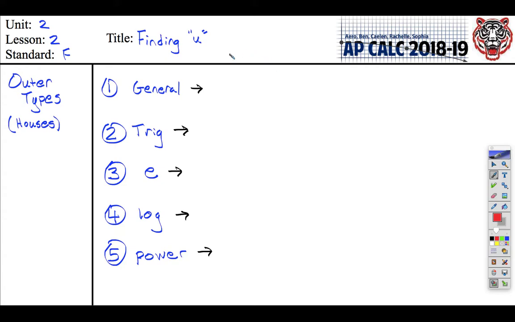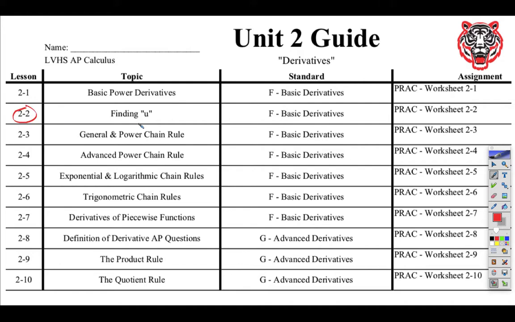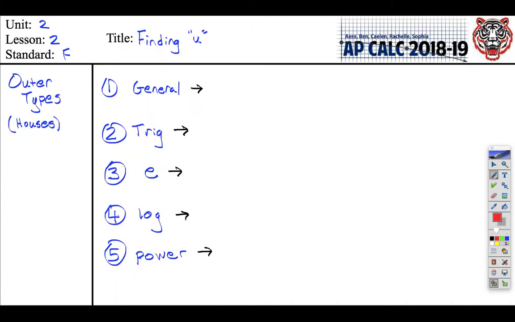This is AP Calculus Lesson 2-2. We're on Standard F. Again, Standard F, we're still doing basic derivatives. So let's learn about finding u.